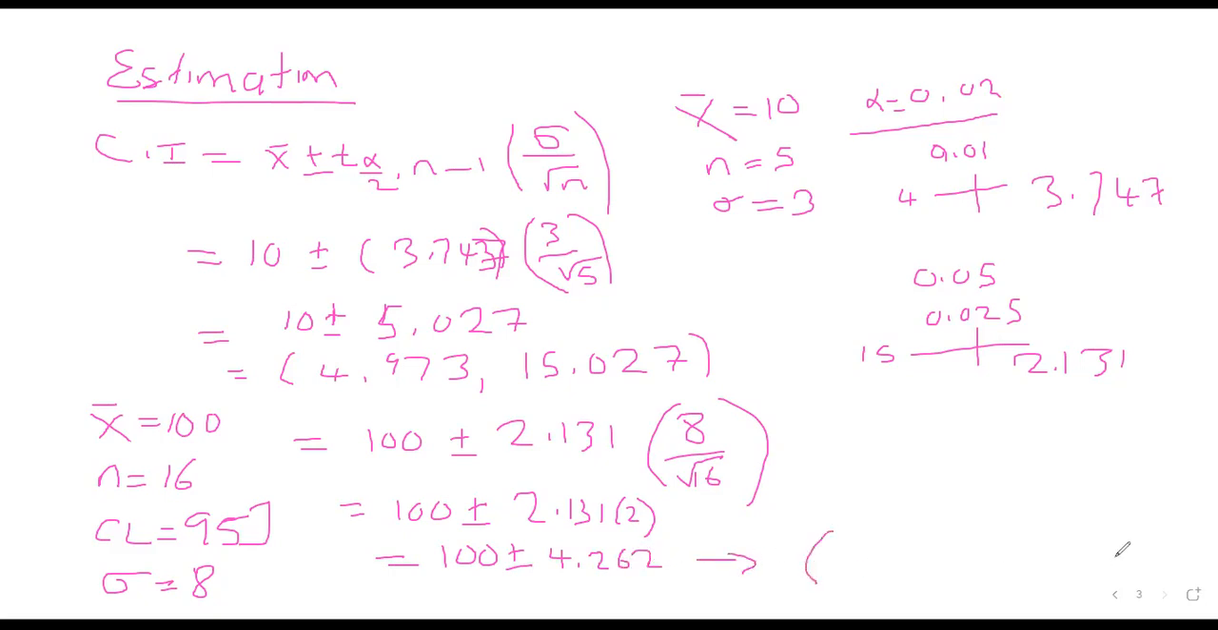So what's our lower bound? 104.262 is the upper bound. And the lower bound is what? 95.738. Interesting, right? Anyone behind so far? Anyone behind before I proceed?